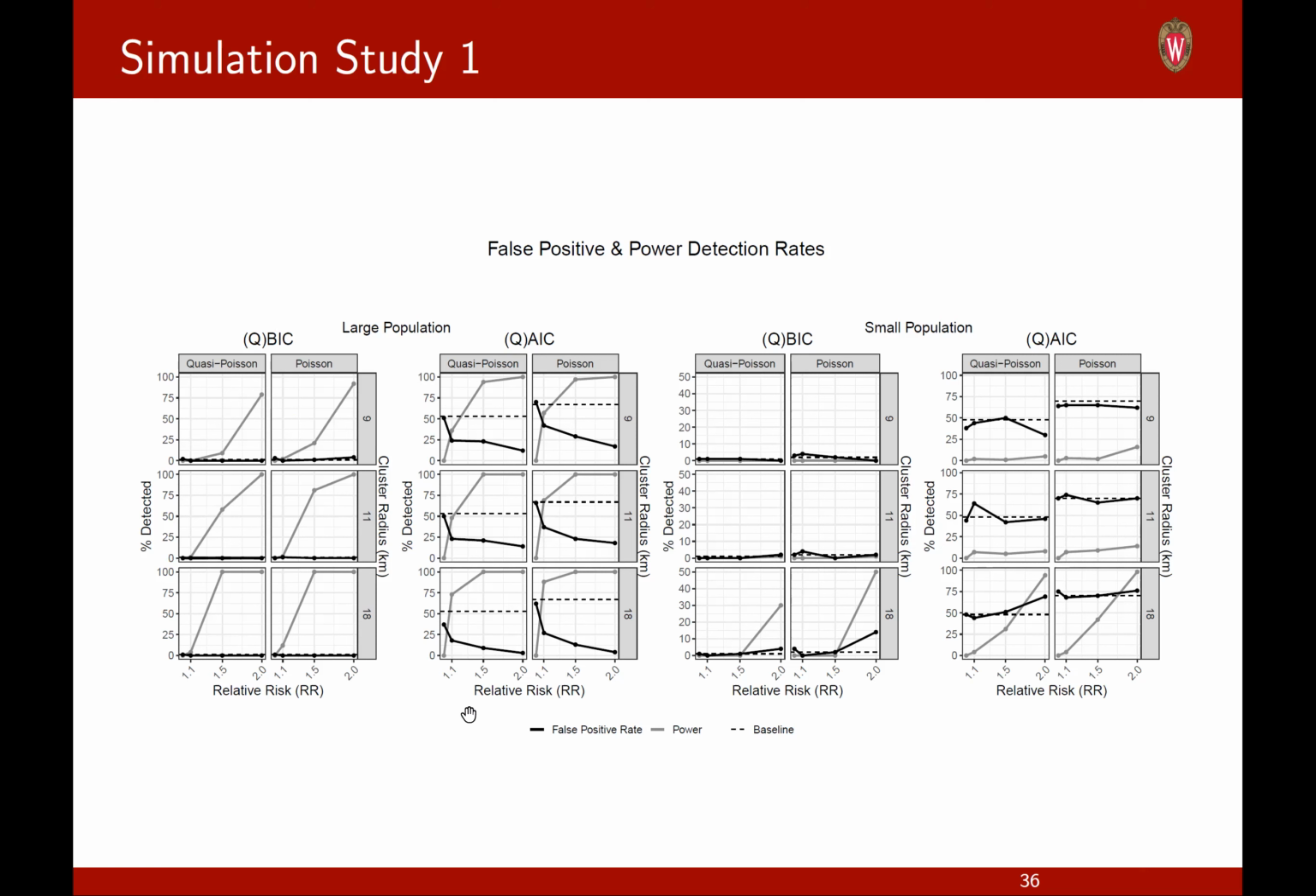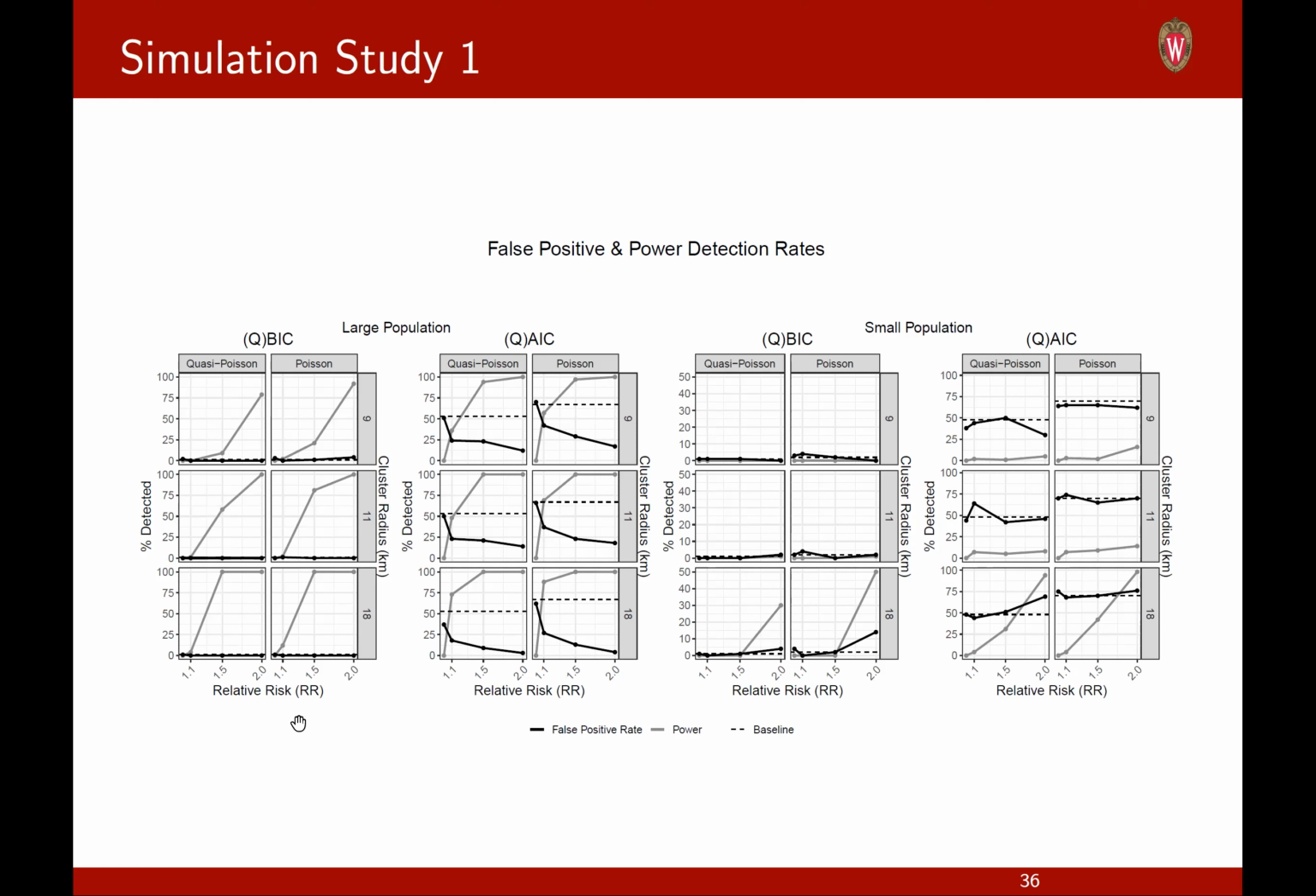On the x-axis of each of these, we have the relative risk inside the cluster. So we explore a relative risk of 1.1, 1.5, and 2. On the y-axis, we have percent detection. Each of the horizontal facets has the cluster radius: 9 kilometers, 11 kilometers, 18 kilometers. And again, looking at each of the vertical facets, we're exploring either quasi-Poisson or Poisson.